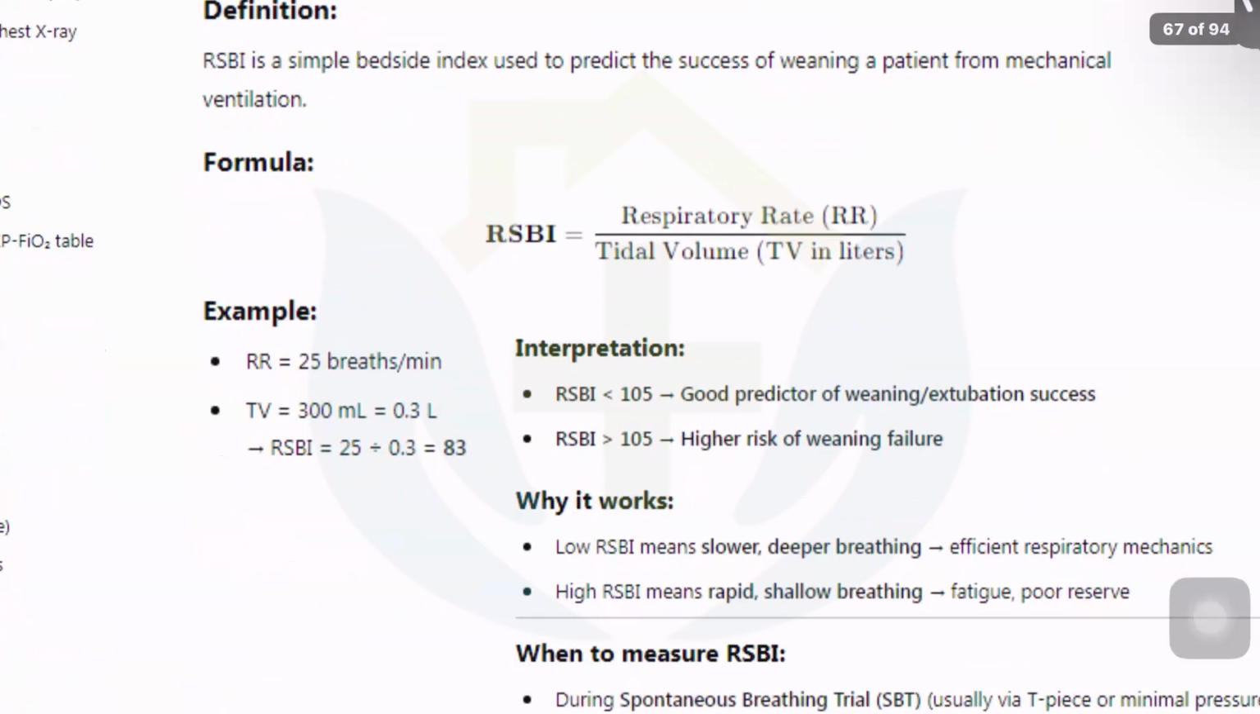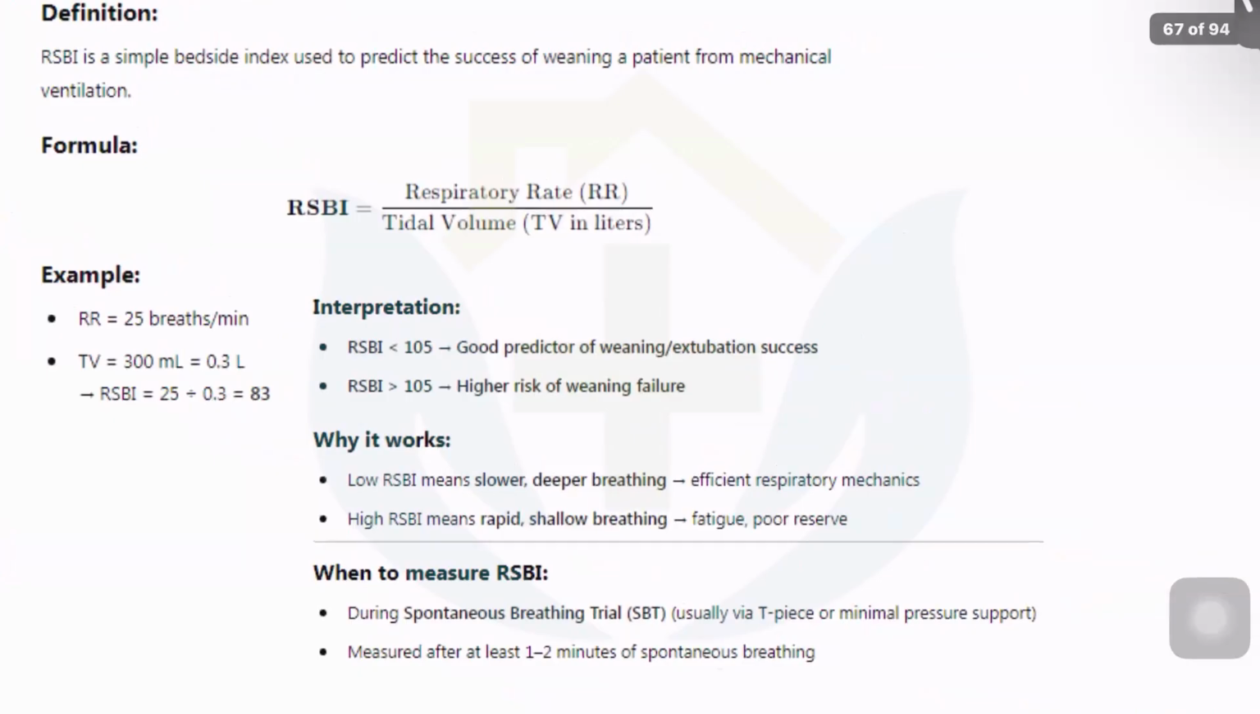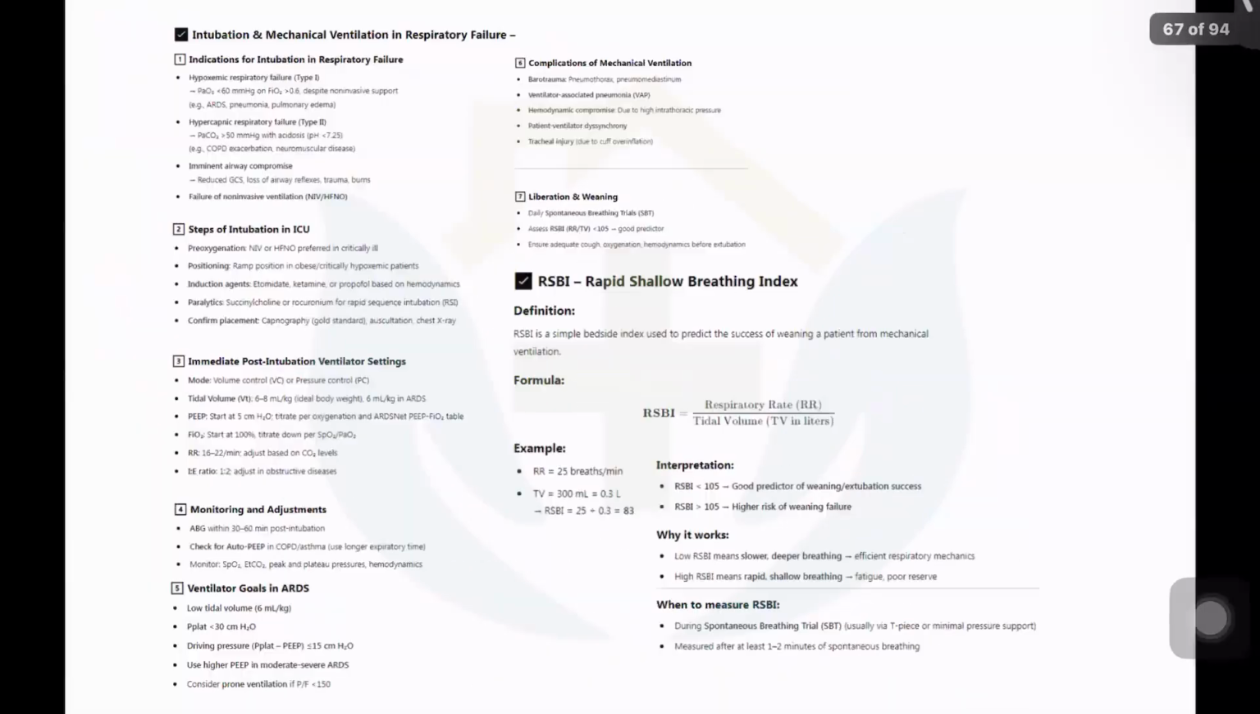A patient with a respiratory rate of 25 and tidal volume of only 300 ml. If you calculate, the RSBI comes out to 83. You can wean off this patient. Low RSBI means slower, deeper breathing, which means efficient respiratory mechanics. A high RSBI means the patient will become shallow when you extubate. You measure the RSBI during a spontaneous breathing trial using a T-piece or minimal support, measured after 1 to 2 minutes of spontaneous breathing.